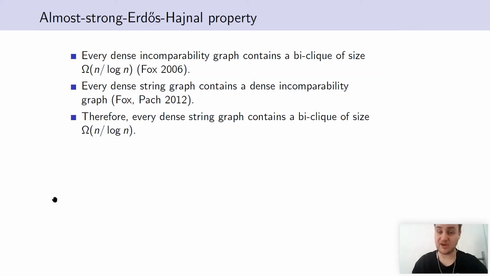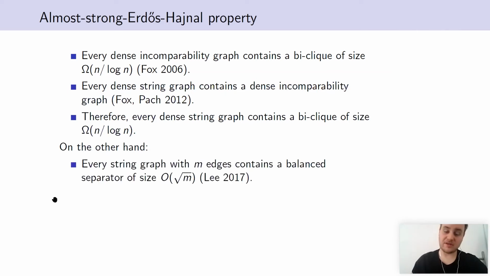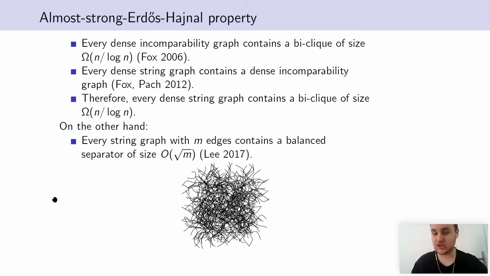So what can we say about sparse string graphs? On the other hand, it follows from a result of Lee, who proved the conjecture of Jacob and János, that every string graph with m edges contains a balanced separator of size square root m. So what does this mean? Here is this picture of 500 curves. It tells you that if the intersection graph is sufficiently sparse, then you can find a small separator.